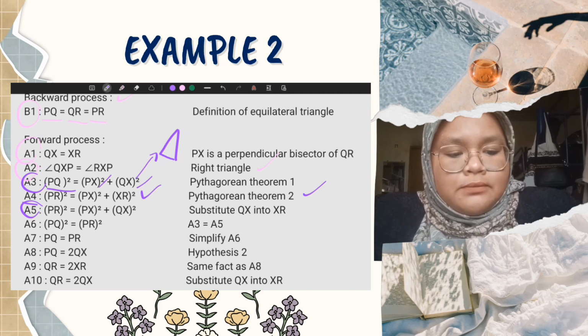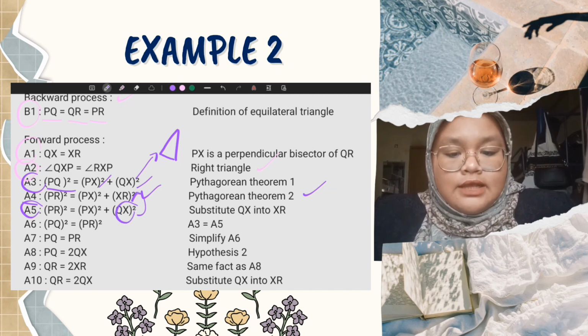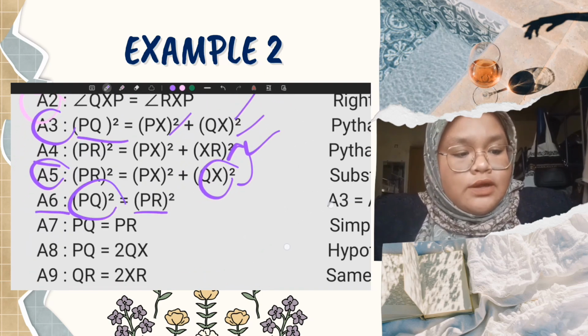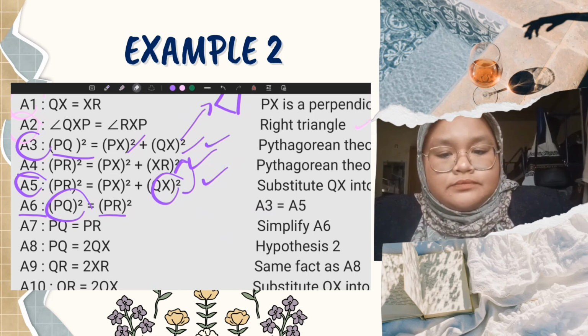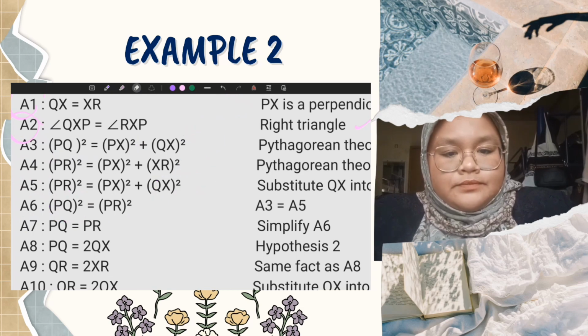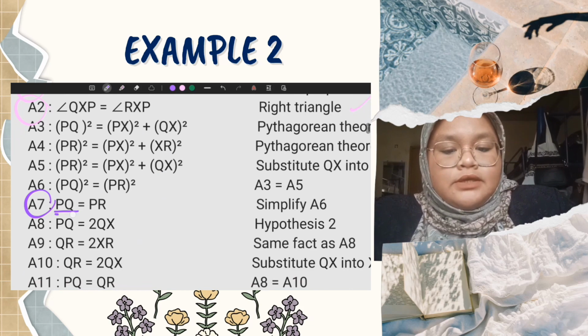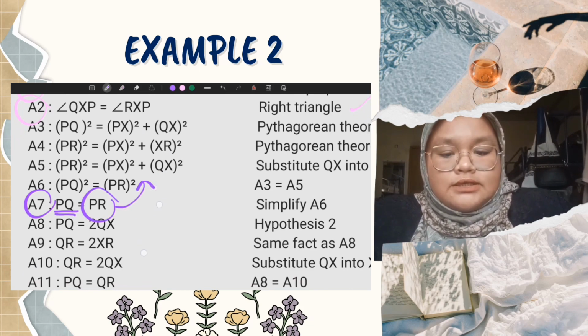It substitutes QX with XR. And then A6, PQ square equals PR square, which is the same as A3 and A5. Alright. Then for A7, it says that PQ is equal to PR. It's simplified from A6.